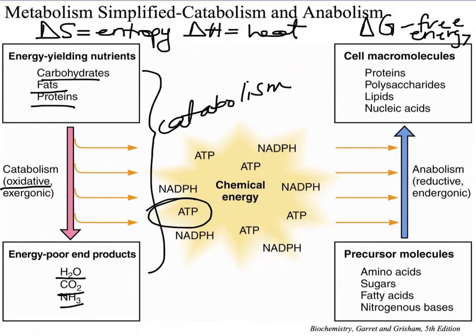Reactions that require energy, such as the synthesis of glucose, fats, and DNA, are called anabolic reactions, or anabolism. So we have anabolism here on the right side. And this is where we use simple precursors, such as amino acids, sugars, and fatty acids. And we have a reductive process that results in the synthesis of proteins, polysaccharides, lipids, and nucleic acids. And in this process, ATP is consumed.